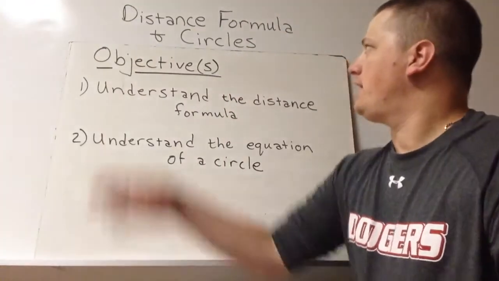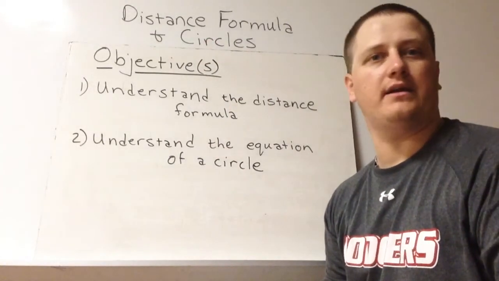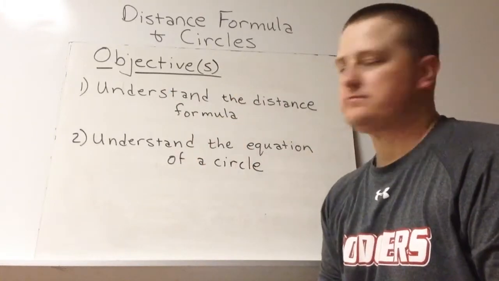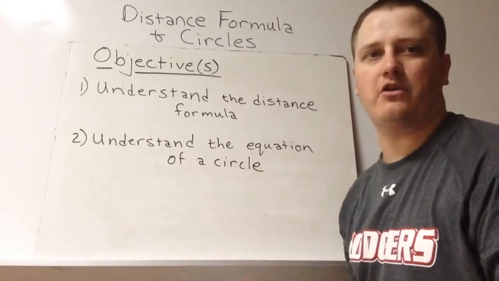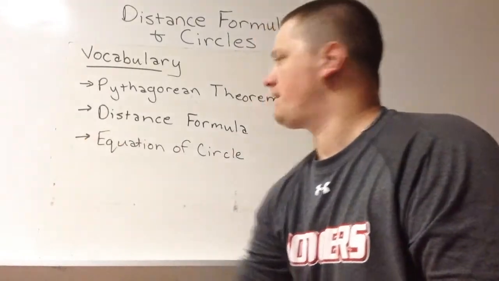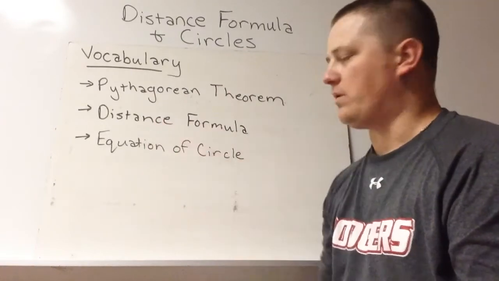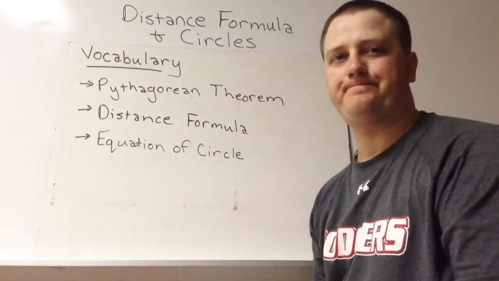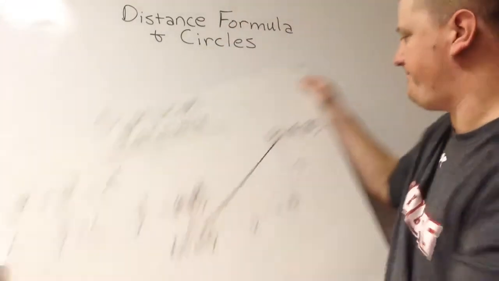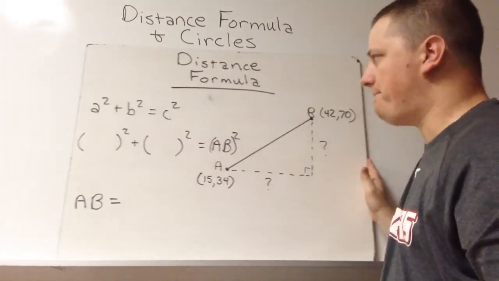In this lesson, we're going to be looking at the distance formula and how circles work with the Pythagorean theorem. Our objectives: understand the distance formula, understand the equation of a circle. Our vocabulary: Pythagorean theorem, distance formula, equation of circle. We'll start first with the distance formula.